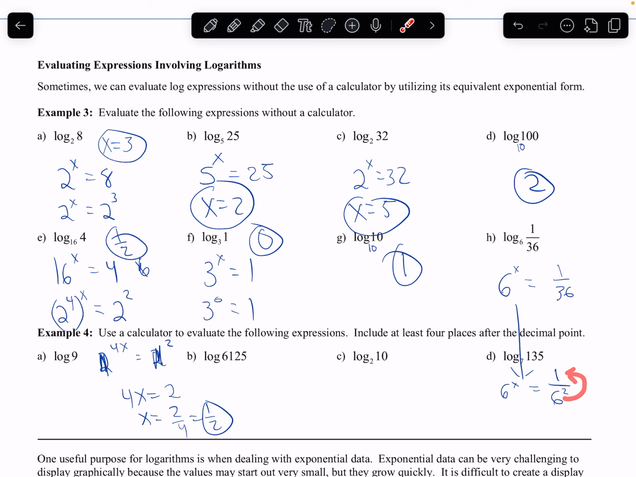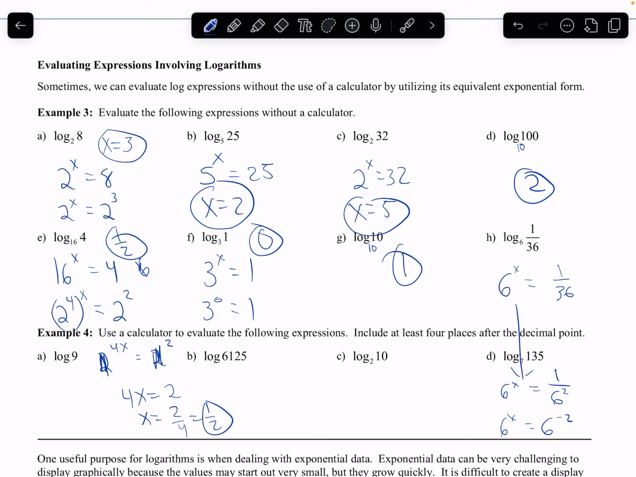But whenever I bring it to the top, the exponent becomes its opposite. So if I bring this to the top, it'll no longer be 6 squared. It'll be 6 to the negative 2. Okay, so I'm going to bring it to the top. 6 to the x equals 6 to the negative 2.